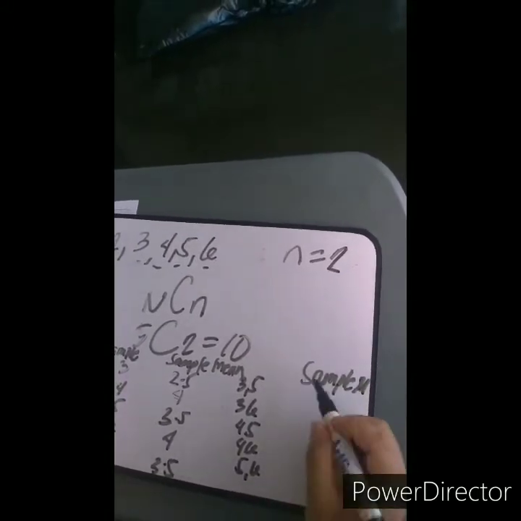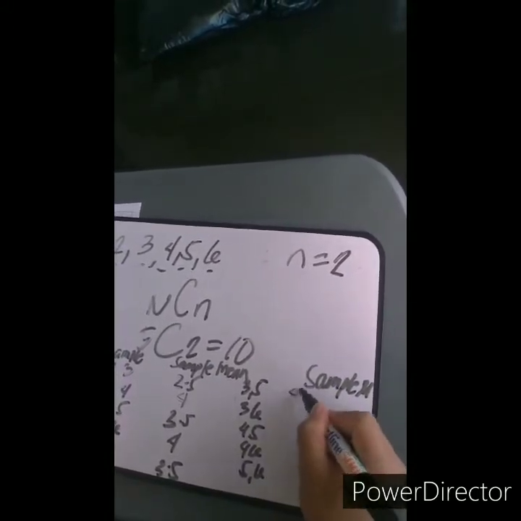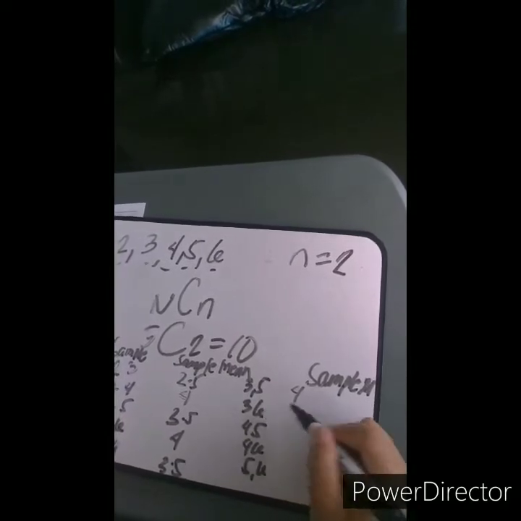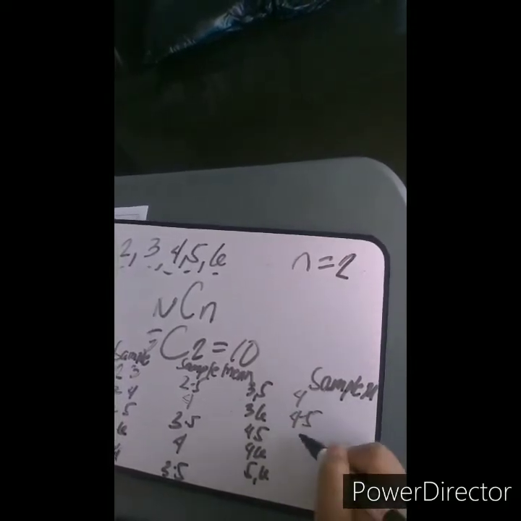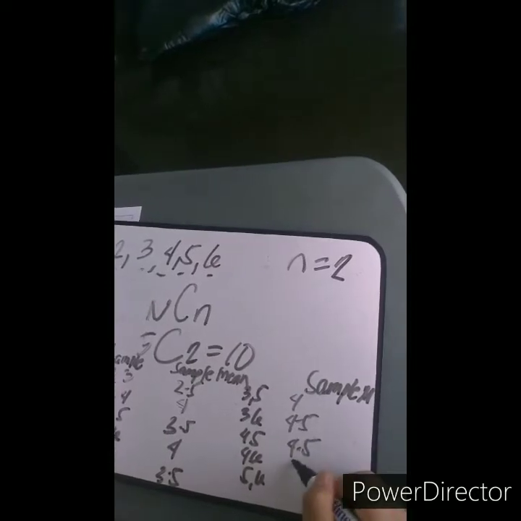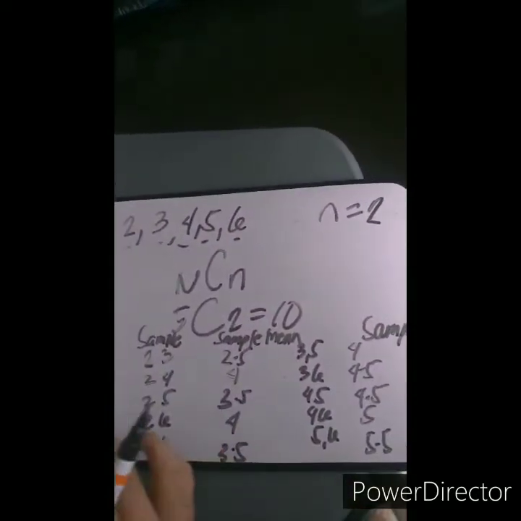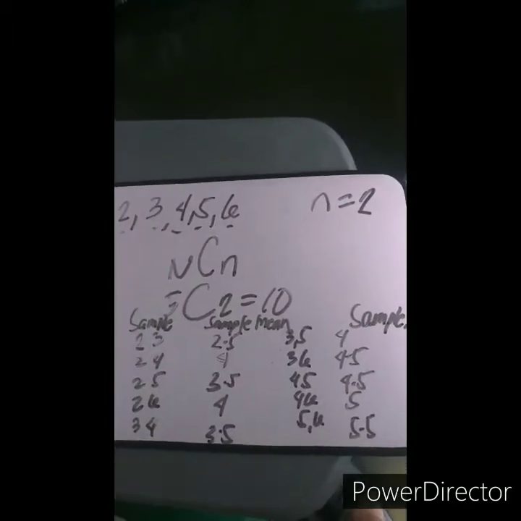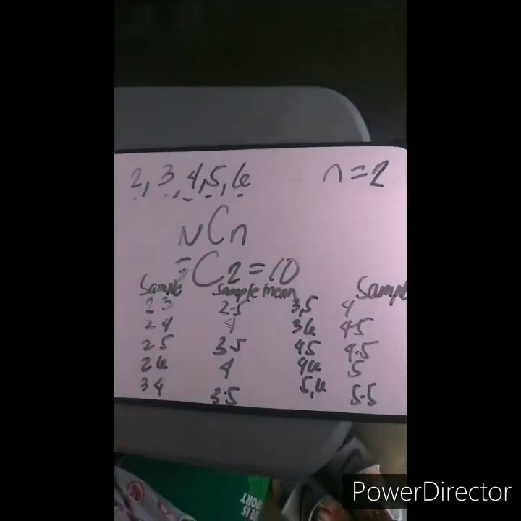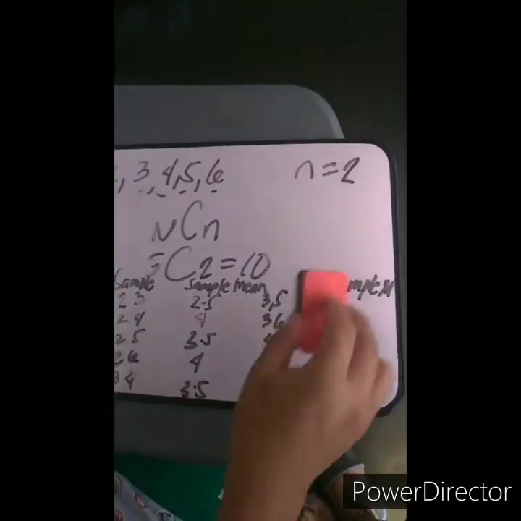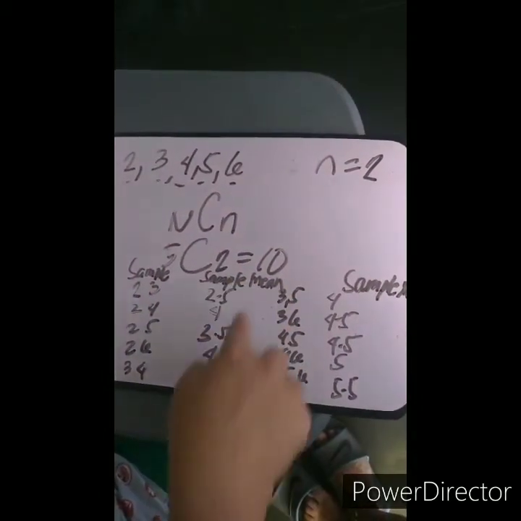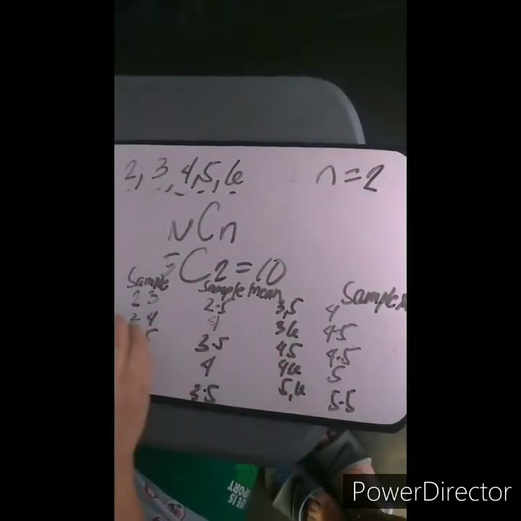Sample mean: 3 plus 5 is 8, over 2 is 4. 3 plus 6 is 9, so 4.5. Then 9 gives 4.5, 10 gives 5, and 11 gives 5.5. So these are now your possible outcomes and their sample means. Do not forget the sample means because we need them for the next step.